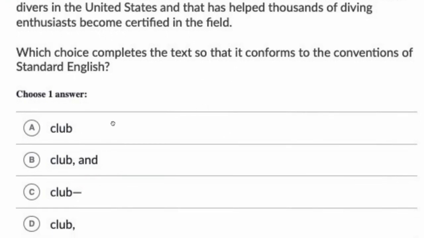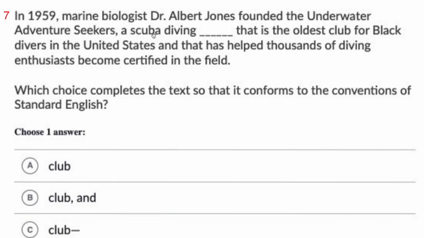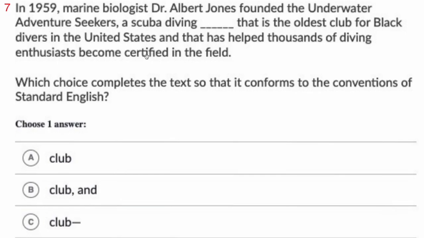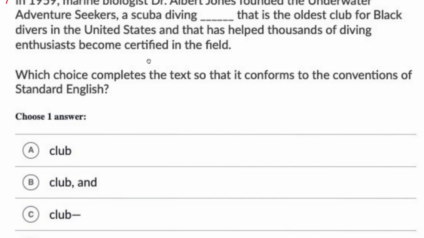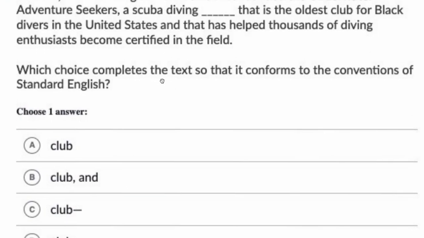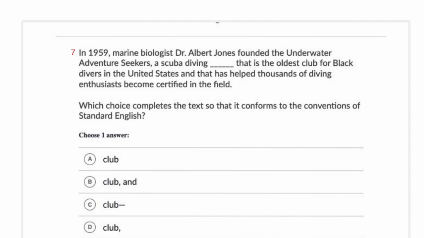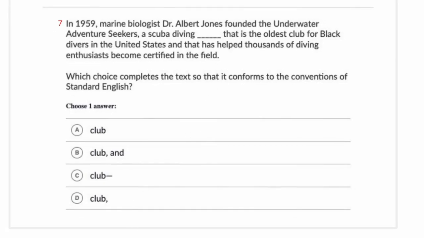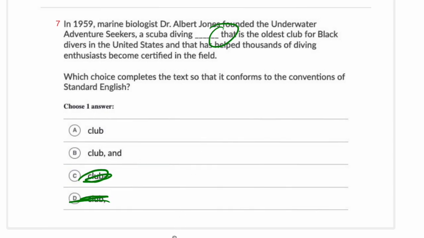So, another kind of boundaries question. In 1959, so-and-so founded the Underwater Adventure Seekers, a scuba diving club that is the oldest blah, blah, blah. Okay, so one thing we can note here, this is not an absolute rule, but you're generally not going to have any punctuation right before or after the word that. Why? Well, because usually the word that is being used to introduce a necessary clause, something that is not an interruption.